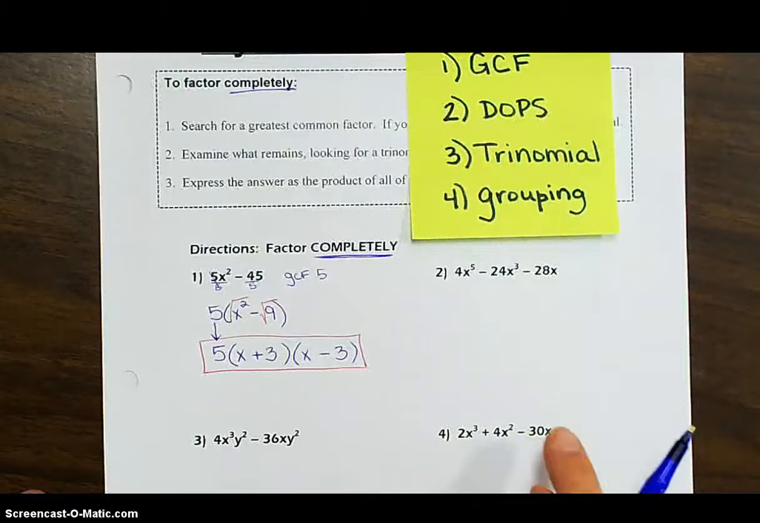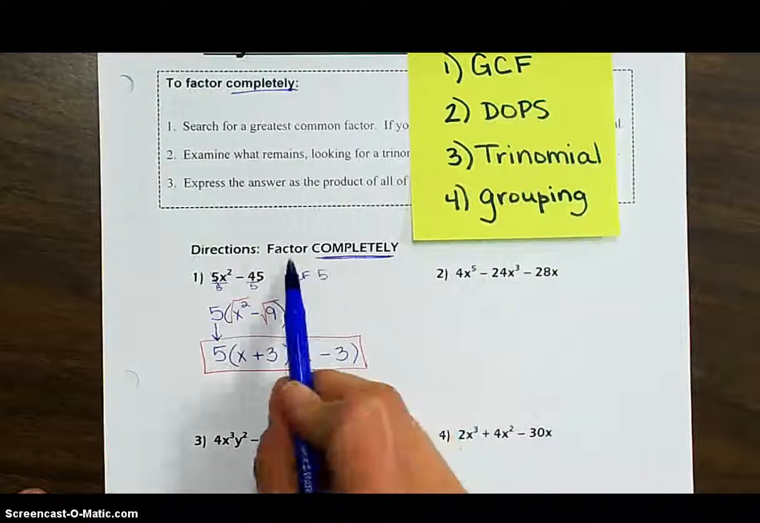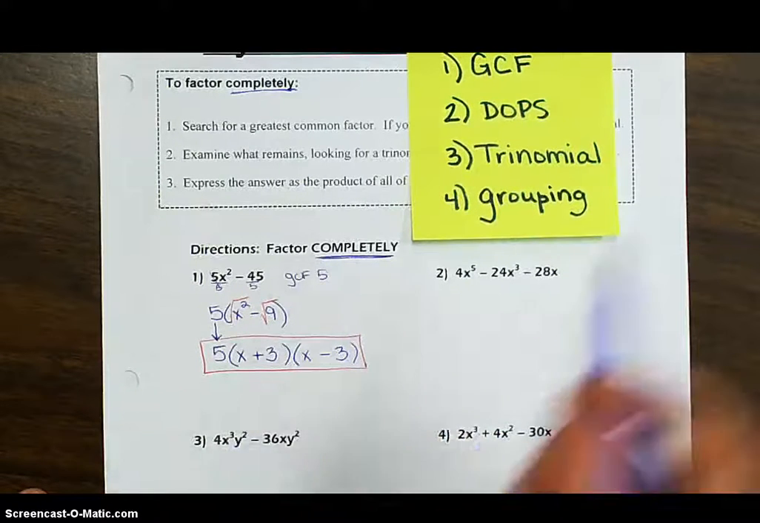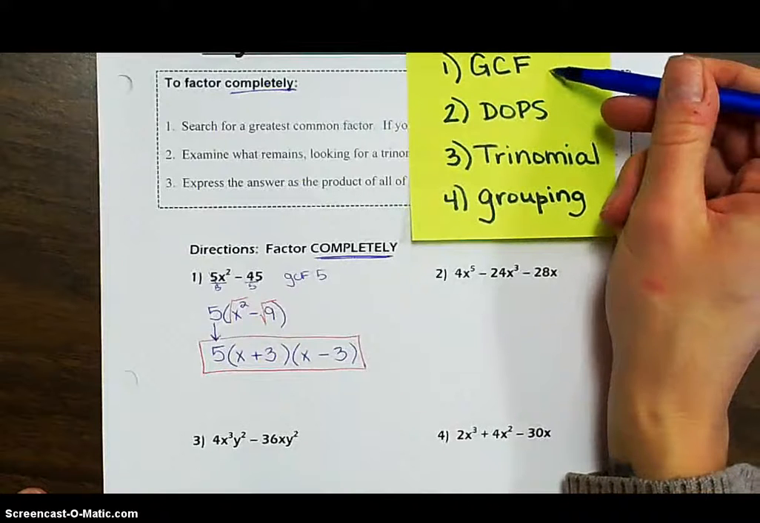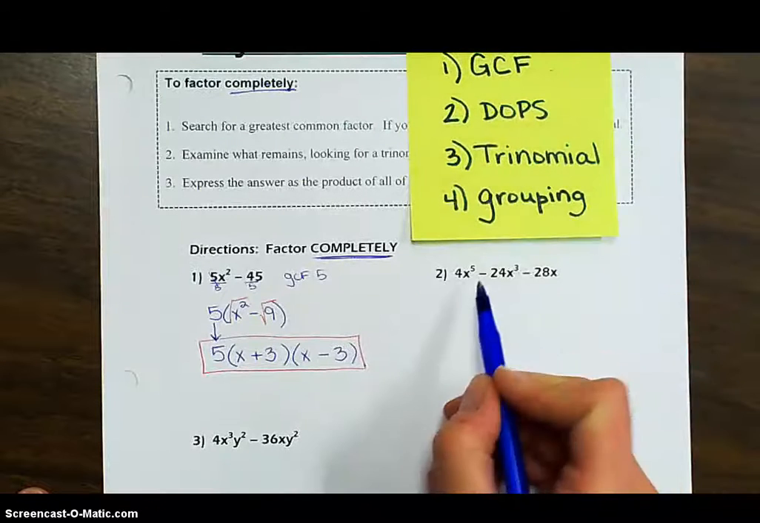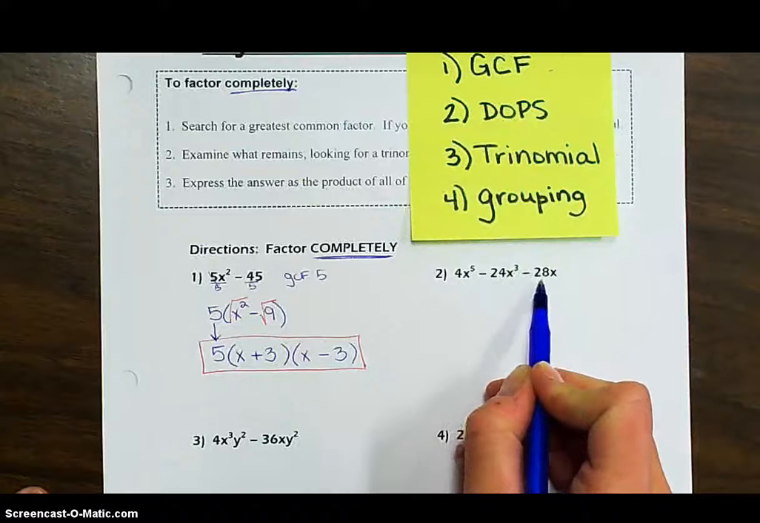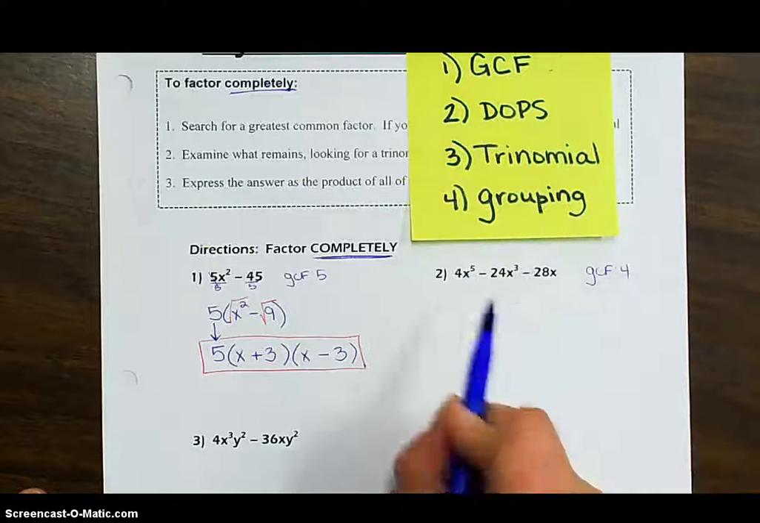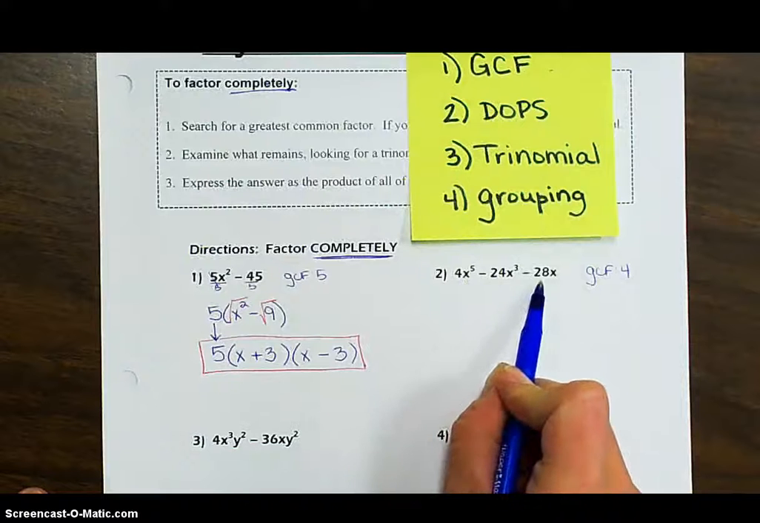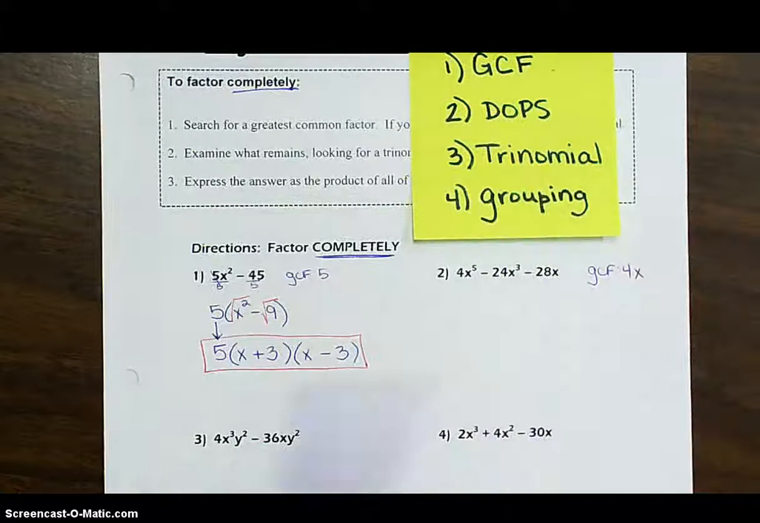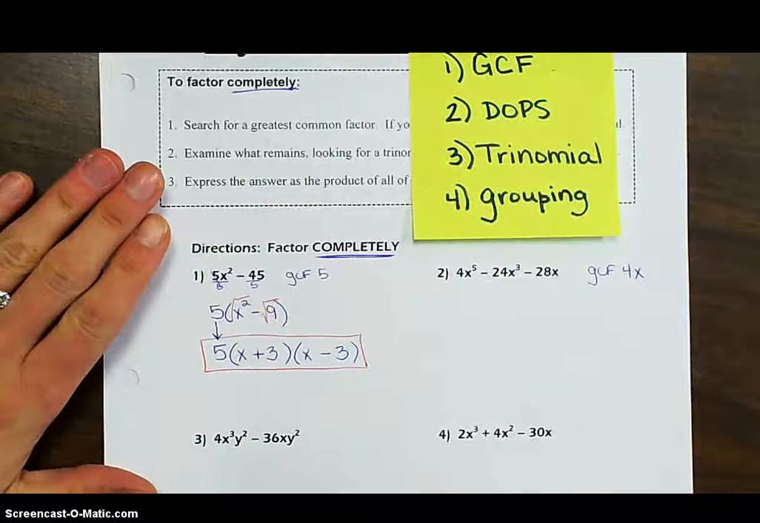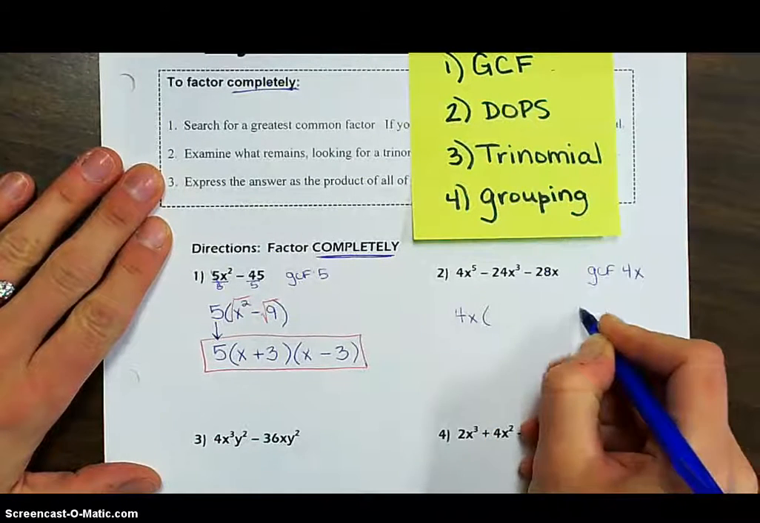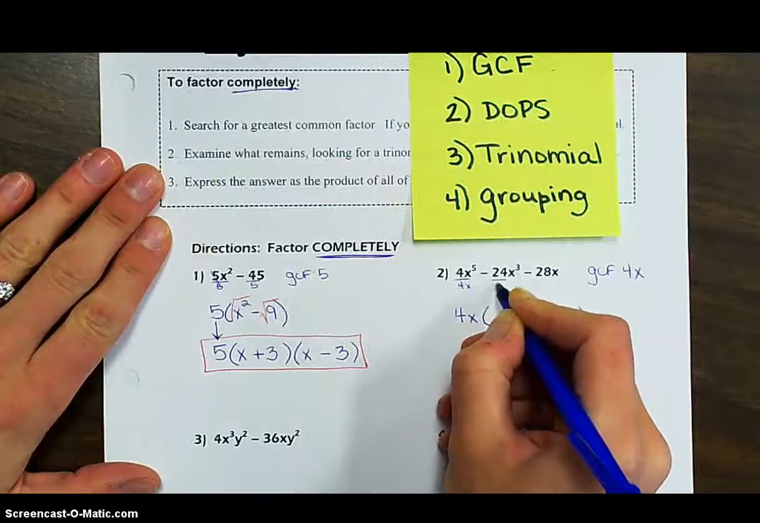Okay, let's go ahead now and take a look at number 2. Again, your directions: factor completely. So they're telling you you're going to have to factor more than once. The first type of factoring we're going to try is GCF. So let's take a look here. Do they have a number in common? Yep, so all 3 of them can be divided by 4. Do they have a variable in common? Yes, they have an x in common, so that's going to be your GCF. So now we're going to go ahead and divide it out. So 4x, and then I'm going to put a set of parentheses and divide everything by 4x.